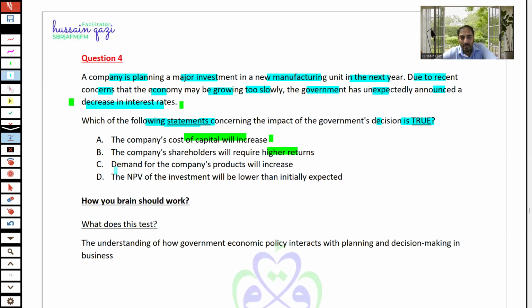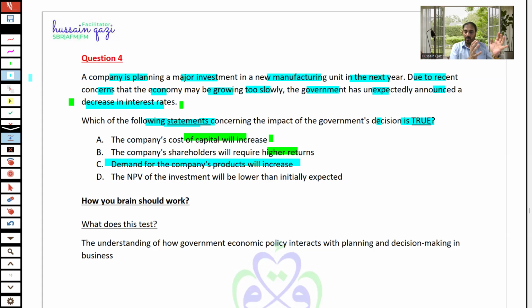C and D. Demand for the company's products will increase. Use common sense. If interest rate decreases, the purchasing power of the community, of the citizens, increases. So the demand for the product will increase. Yes, and that is the justification for the investment in the new plant. Now number D, what to do? The NPV of the investment will be lower than initially expected.